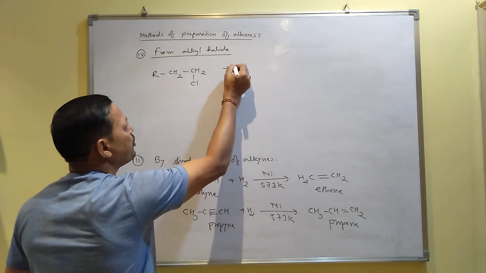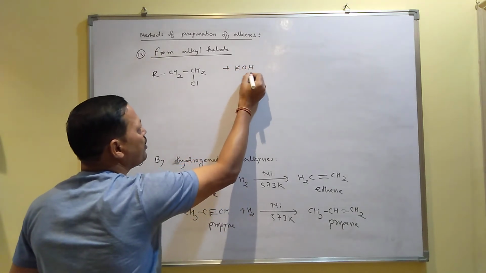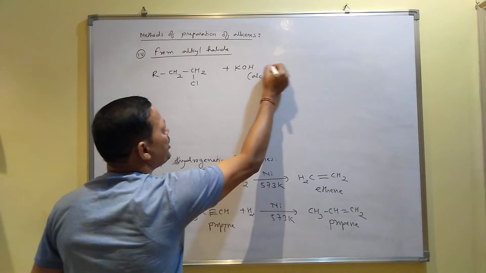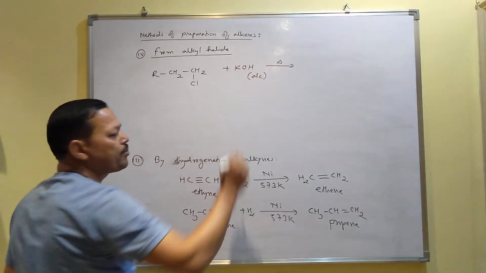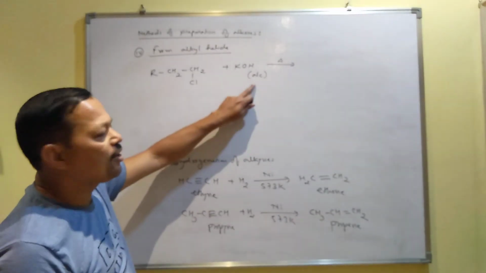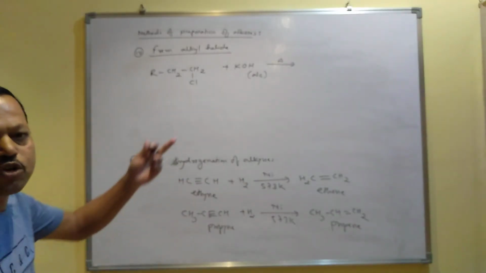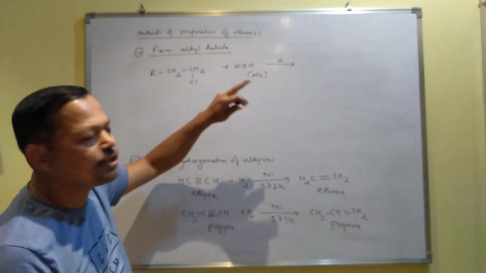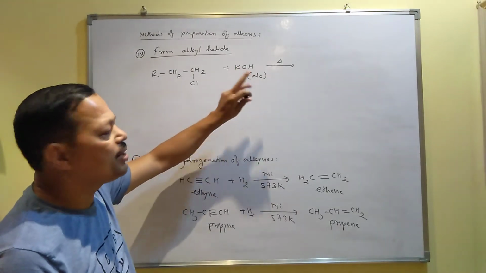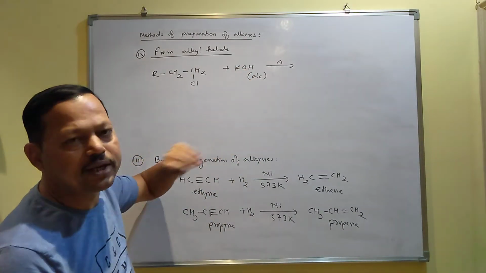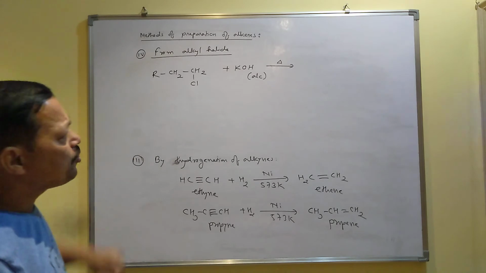When it reacts with potassium hydroxide, it should be in alcoholic medium. I mean potassium hydroxide you have to dissolve in alcohol, then it is called potassium hydroxide alcoholic. When you dissolve in water, it is called potassium hydroxide aqueous, and when you dissolve in alcohol, it is called potassium hydroxide alcoholic. Then what happens?